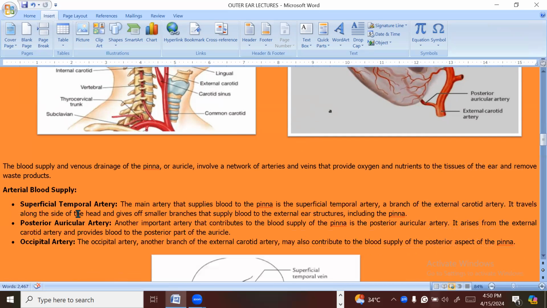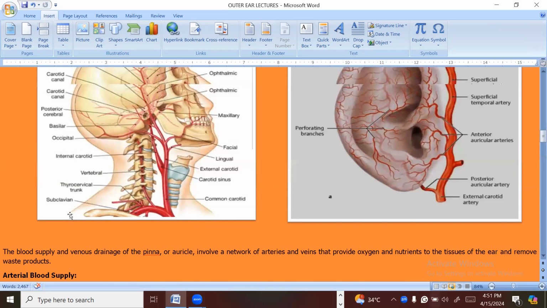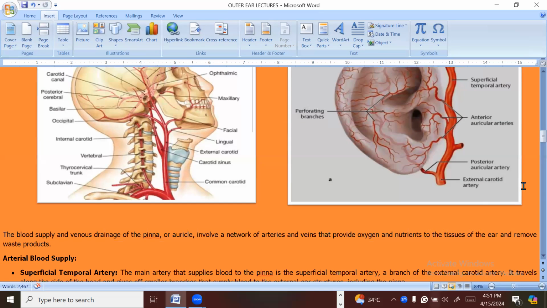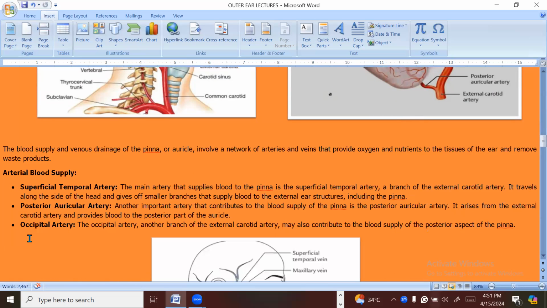So the blood supply and venous drainage of the pinna or auricle involves a network of arteries and veins that provide oxygen and nutrients to the tissue of the ear and remove waste products. So we say that the major supply is from the external carotid artery, where it branches off to the posterior auricular artery and anterior auricular arteries.